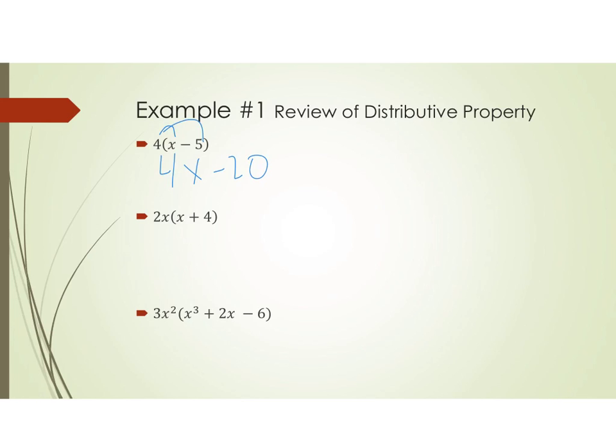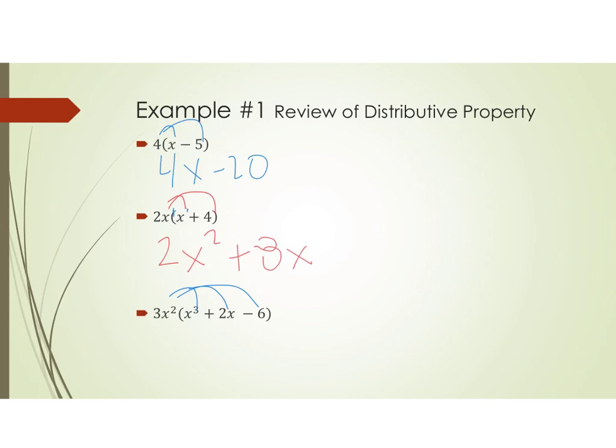And the next one, I'm distributing a 2x. 2x times x. Each of those x's has an invisible power of 1. And when you multiply exponents, you add their powers, giving me 2x to the second. And 2x times 4, 8x.